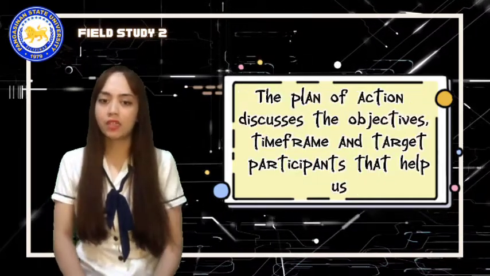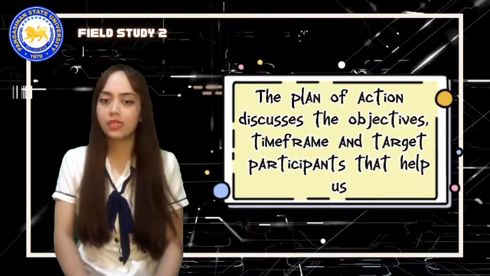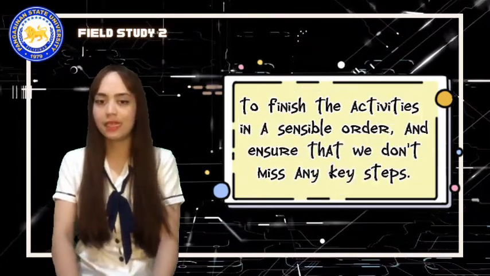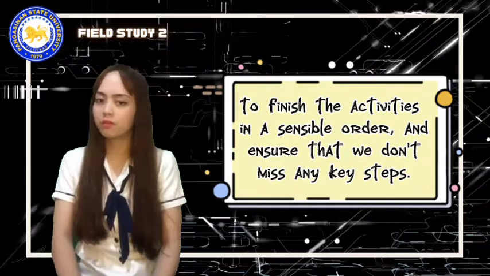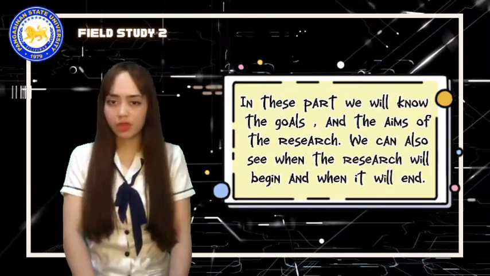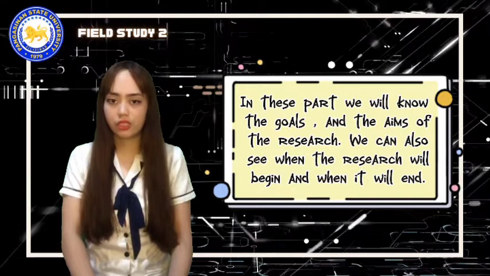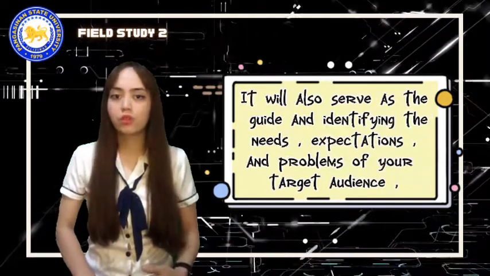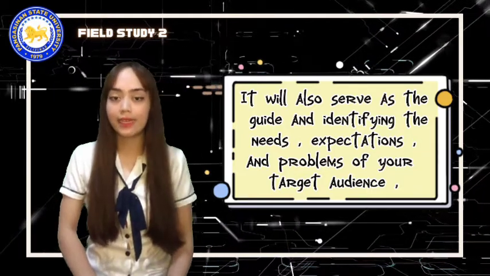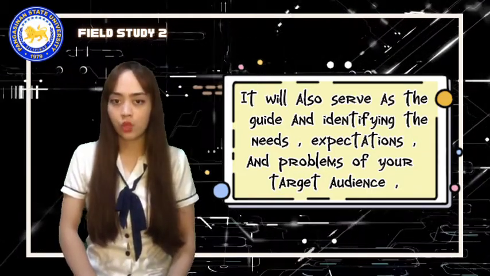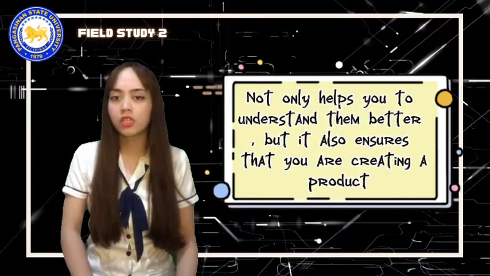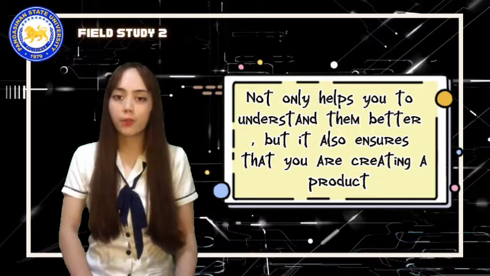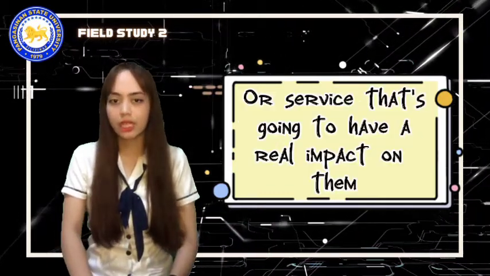So the action plan discusses the objectives, the time frame, and target participants that help us to finish the activities in a sensible order and ensure that we don't miss any key steps. In these parts, we will know the goals and the aims of the research. We can also see when the research will begin and when it will end. It will also serve as the guide in identifying the needs, expectations, and problems of our target audience. It not only helps to understand them better, but it also ensures that you are creating a product or service that's going to have a real impact on them.